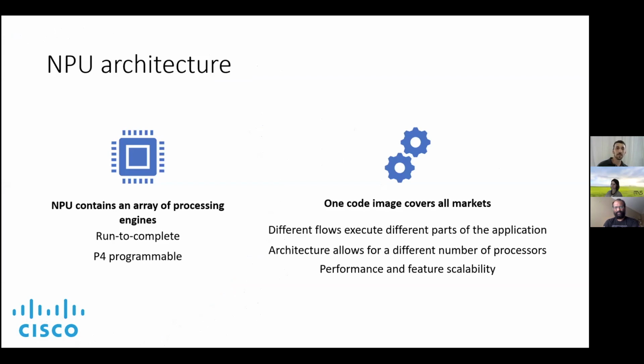So a few words about the NPU architecture. The NPU contains an array of processing engines. The processing engines are run to complete, and of course they are P4 programmable. And in our vision, there is one code image which covers all markets, and different flows execute different parts of the code, or different parts of the application. And the architecture, again, I'm not talking about a specific device, I'm talking about the architecture, allows for different numbers of processors, and this allows for performance and feature scalability in different devices.